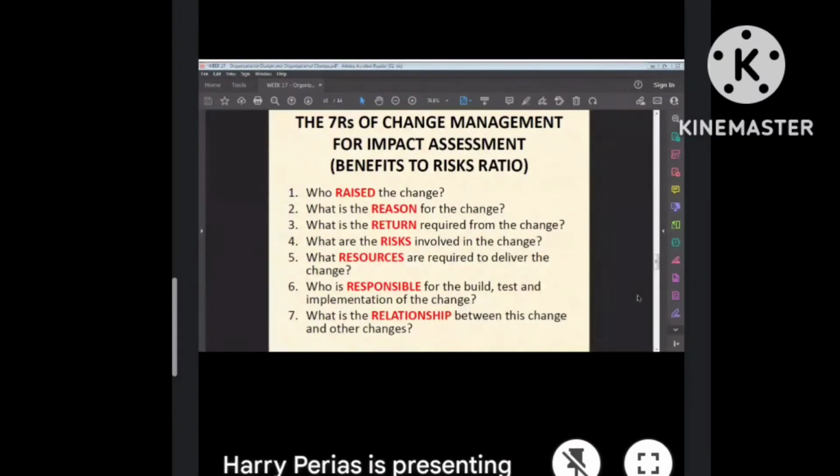So, kailangan ina-assess to ng change manager. Basically, para ma-identify kung mas madami bang benefits yung gagawing pagbabago or mas madaming problemang lilitaw. So, yun.